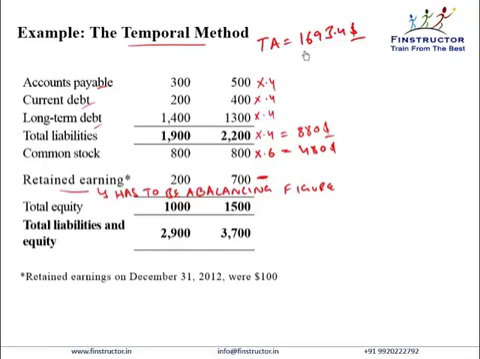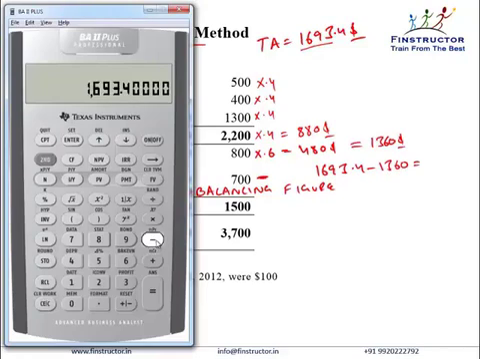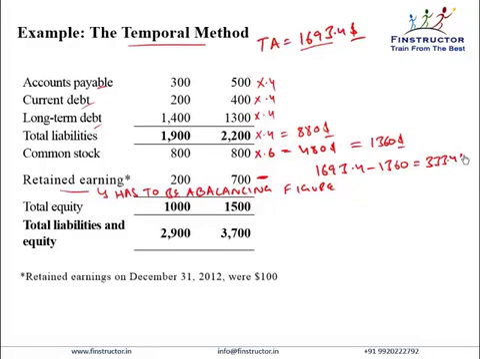So the total assets are $1693.4. The total liabilities plus common stock equals $1,360, giving us a retained earnings calculation of 1693.4 minus 1360, that is equal to $333.4. So the retained earnings number has to be $333.4, otherwise the balance sheet won't match.